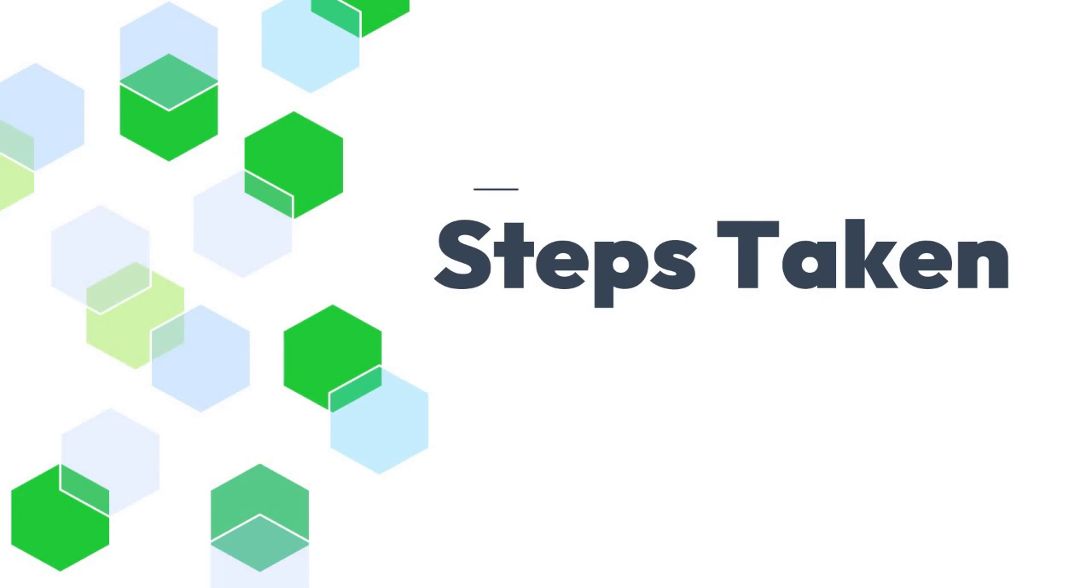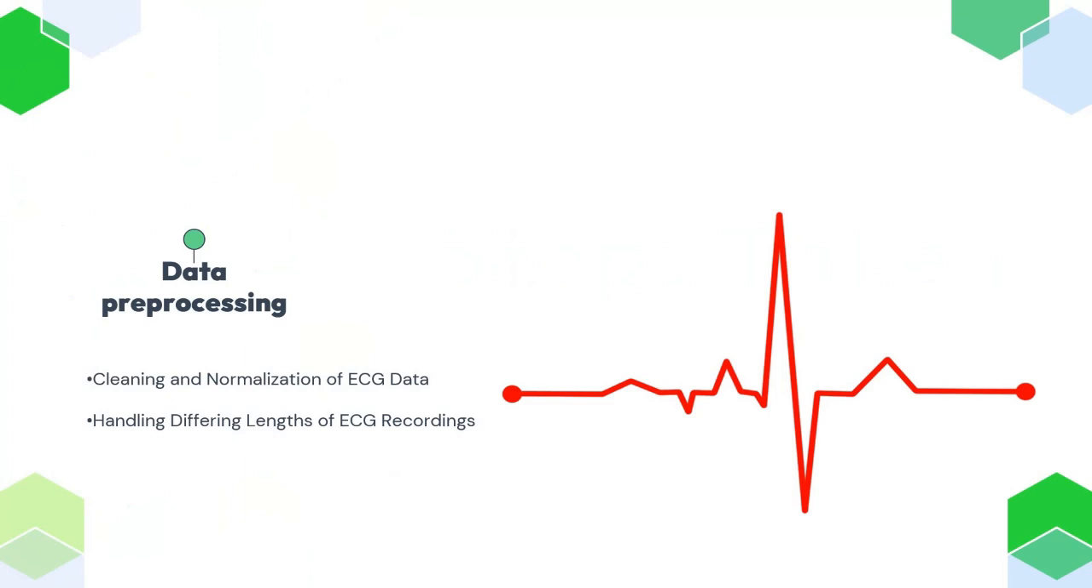Our replication process followed a structured approach. The first step was data pre-processing. In here, we prepared the raw ECG data for model training. This involved cleaning the data to remove noise and artifacts that could skew the results. Next, we normalized the ECG signals to ensure consistency across the dataset, which is particularly important given the variability in recording conditions.